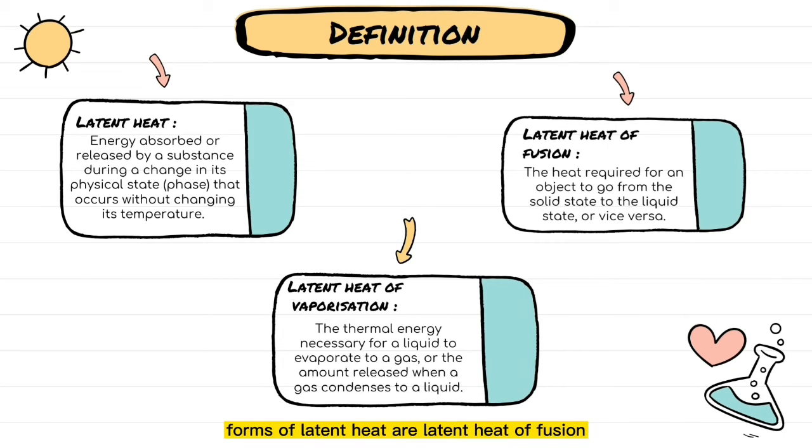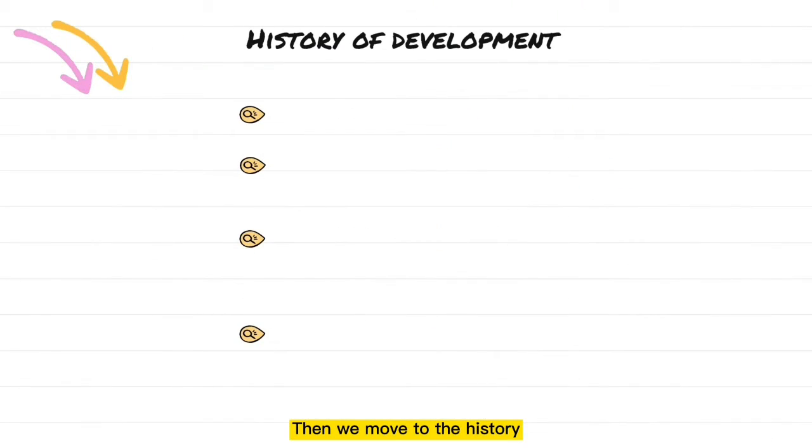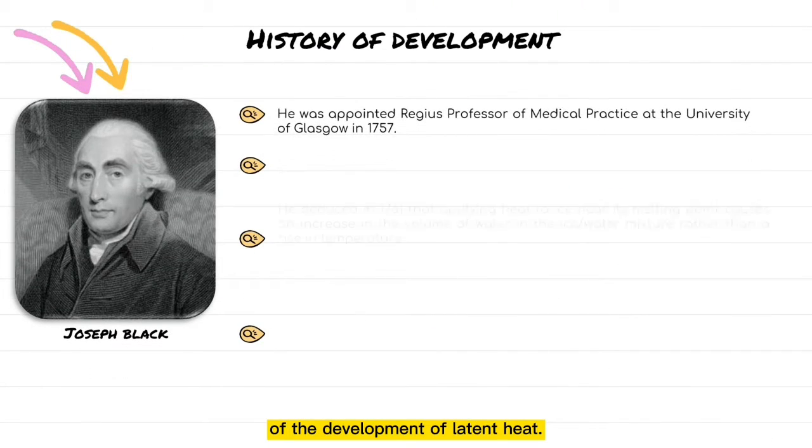Two common forms of latent heat are latent heat of fusion, which portrays the heat required for an object to go from solid state to the liquid state or vice versa, and latent heat of vaporization, which can be described as the thermal energy needed for liquid to evaporate to gas, or the amount released when a gas condenses to liquid. Then, we move to the history of the development of latent heat.